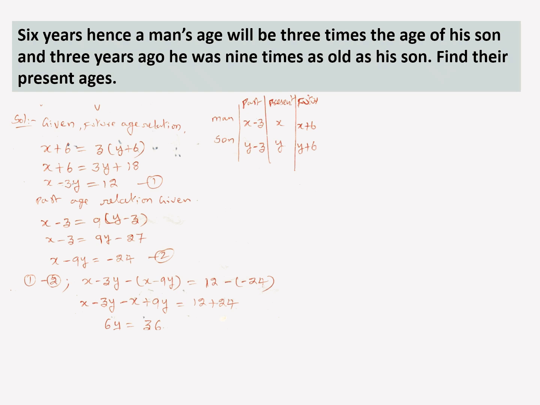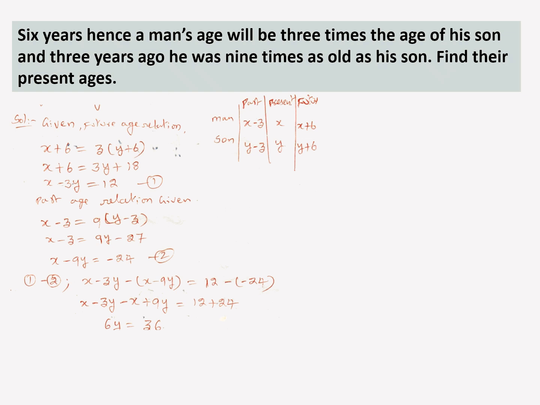Now consider the second condition. 3 years ago, that means we need to take the past age relation. So 3 years ago he was 9 times as old as his son. So the man's age x minus 3 equals 9 times y minus 3. So x minus 3 equals 9y minus 27. X minus 9y equals minus 27 plus 3, minus 24. So now I have got two linear equations. One is x minus 3y equals 12 and another is x minus 9y equals minus 24.